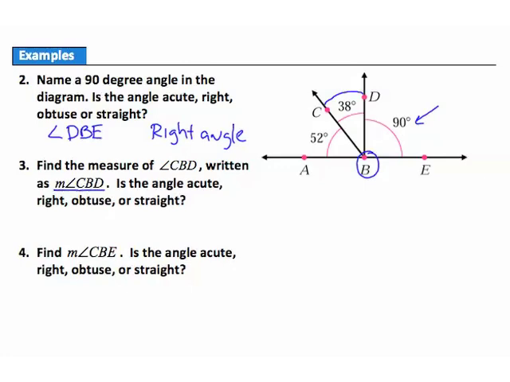And as listed, it looks like it's 38 degrees. So I would want to say the measure of angle CBD is 38 degrees. And now we need to classify this angle. Now this is a smaller angle. It's between 0 and 90 degrees, so that makes this an acute angle.